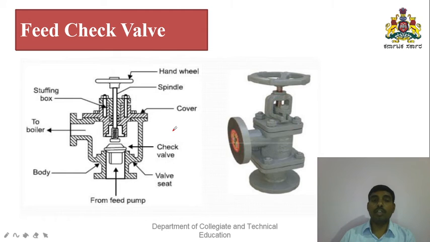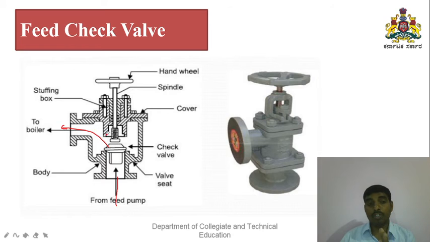Okay, next let's see an actual view of the feed check valve. So here, as I also told, this is the water coming from the feed pump, flowing to the valve. This is called the valve seat, or you can call it the check valve. The valve seat is provided upon the check valve. When the hand wheel is rotated manually, the valve will lift up, and it allows the water to flow through to the boiler.